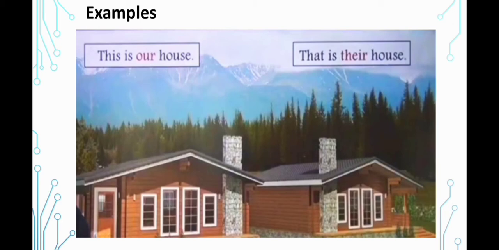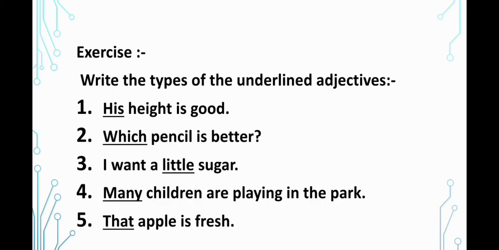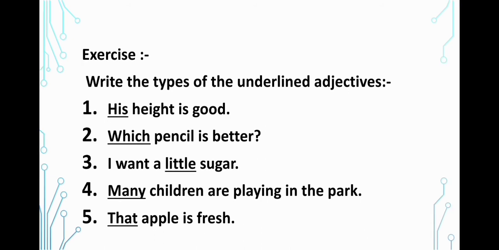Similarly, if I say that is their house, so describing the word house is their. So the word their is describing the word house. So it is an adjective because it is telling us whose house. So it is a possessive adjective. So I hope till now you all have understood the different kinds of adjectives. Now let's see one exercise related to this.